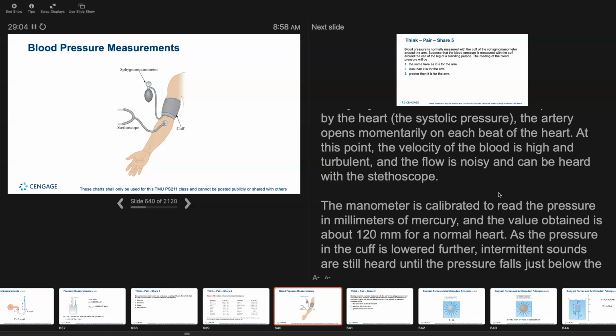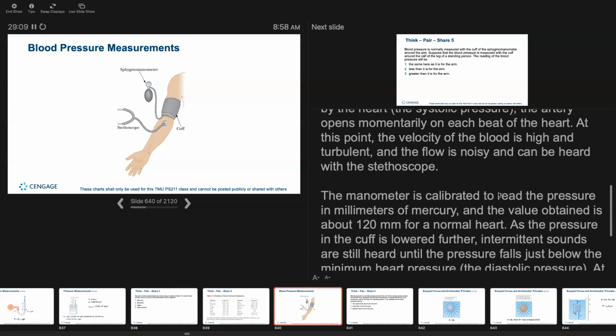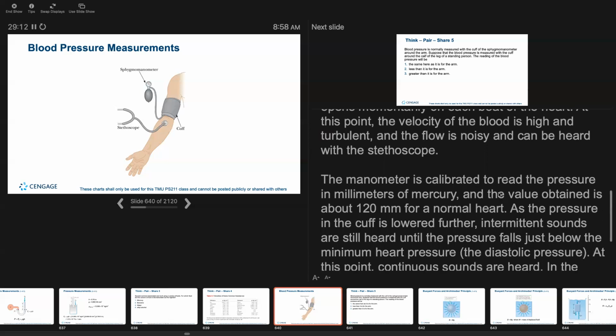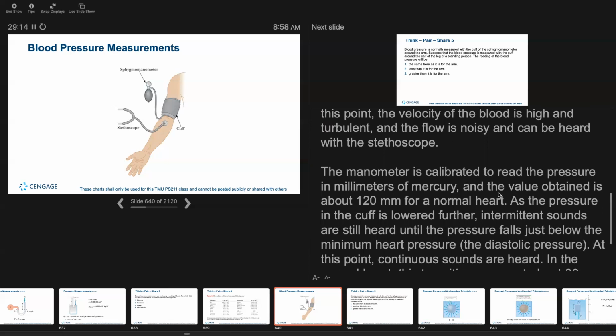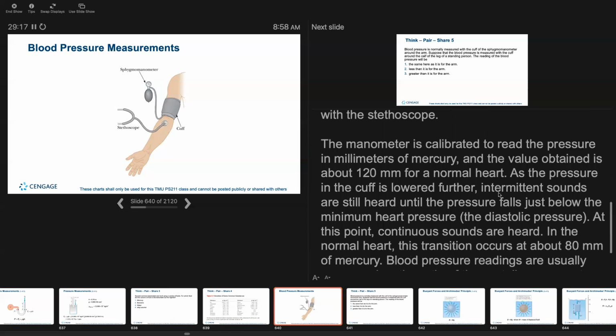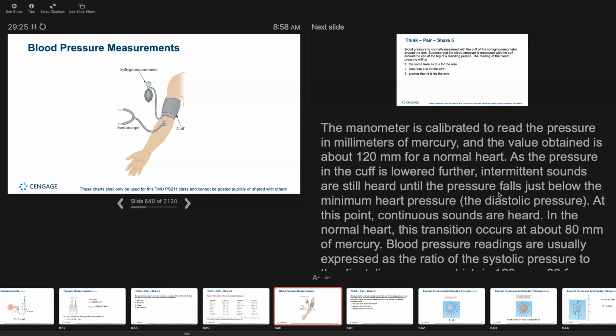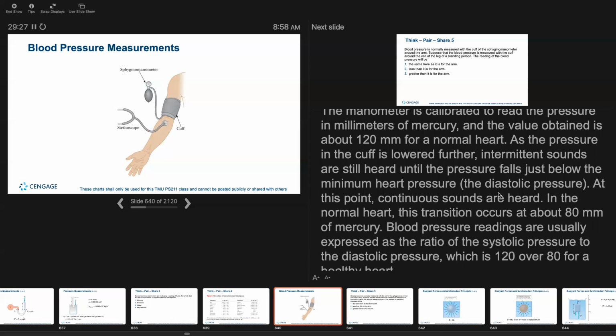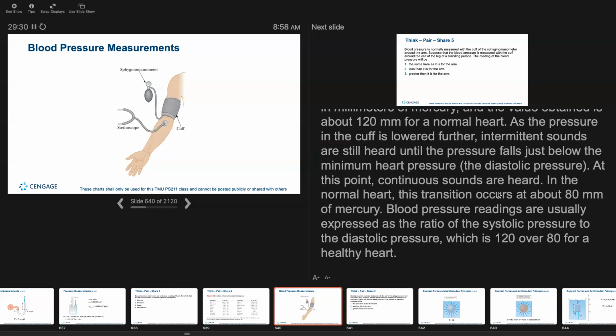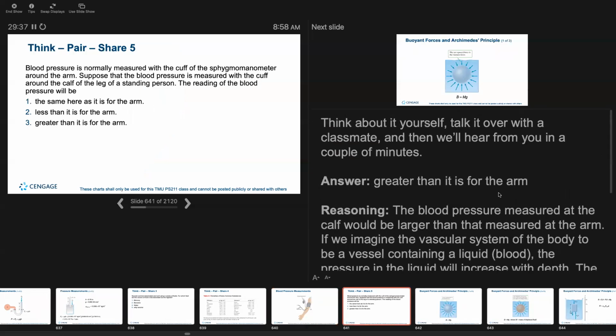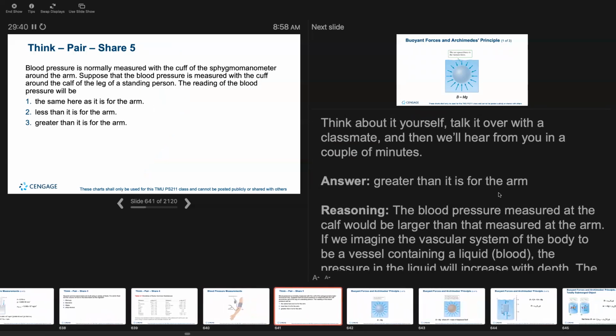As the pressure in the cuff is lowered further, intermittent sounds are still heard until the pressure falls just below the minimum heart pressure, the diastolic pressure. At this point, continuous sound is heard in the normal heart. This transition occurs at about 80 millimeters of mercury. Blood pressure readings are usually expressed as a ratio of the systolic pressure to the diastolic pressure, which is 120/80 for a healthy heart. So hopefully this gives you some perspective on an instrument that some of you were fairly familiar with.